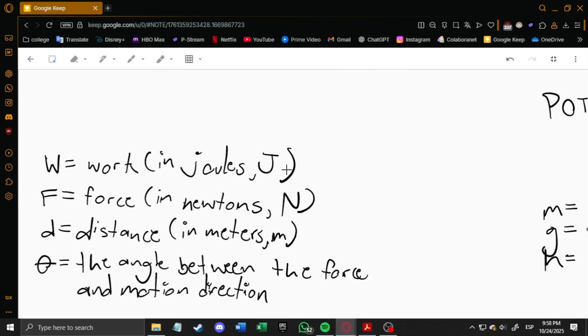So first of all, work in physics happens when a force moves an object in the direction of that force. So the formula is W equals F times d times cosine of theta, where work is in joules, force is in newtons, distance in meters, and theta is the angle between the force and motion direction.